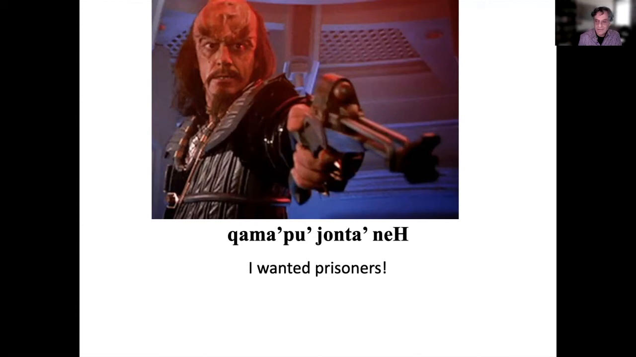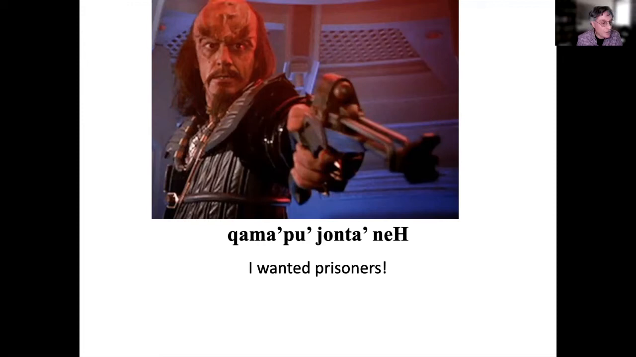So now all of a sudden, kamapu drontat nech means I wanted prisoners. Well, how's that going to work? Well, the object comes first. The object of I wanted prisoners is prisoners. So kama pu must mean prisoners. So I decided kama is the word for prisoner. Pu is a plural suffix. I already had a plural suffix. Now I've got two plural suffixes. And while I was at it, actually, I made up a third plural subject because why not?